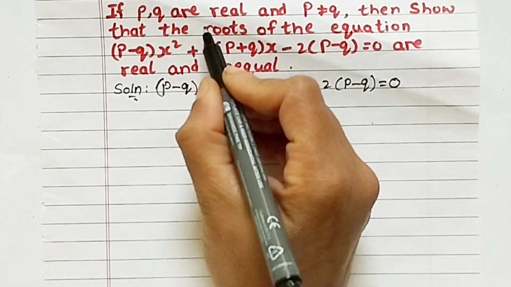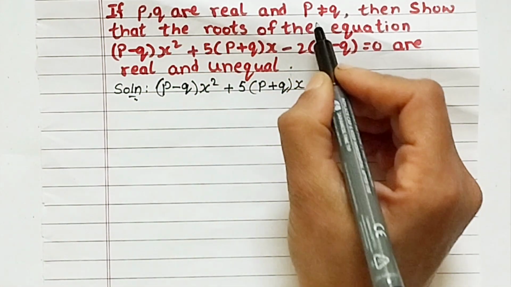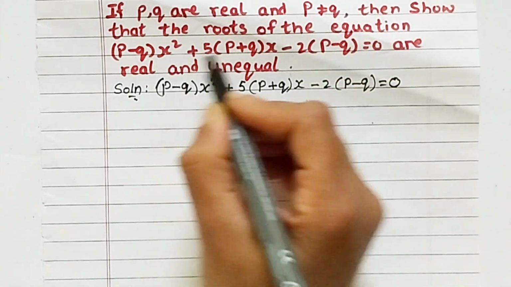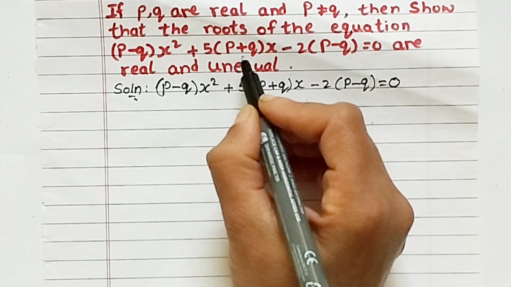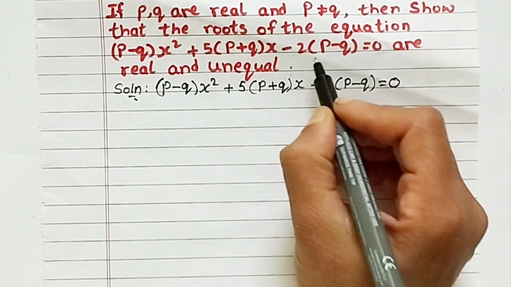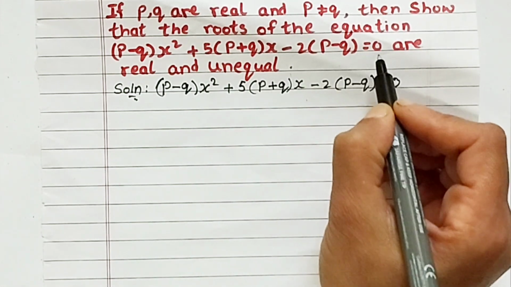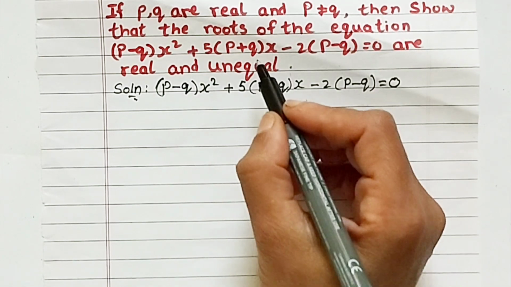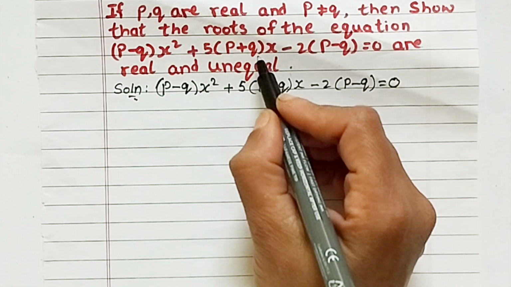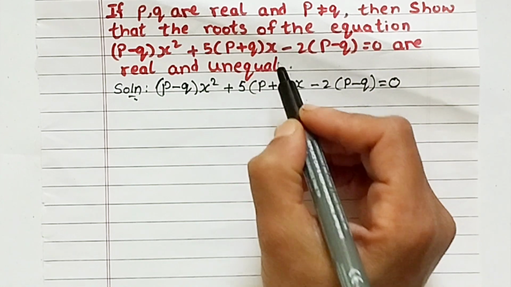If p, q are real and p not equal to q, then show that the roots of the equation (p minus q) x square plus 5 (p plus q) x minus 2 (p minus q) is equal to 0 are real and unequal. That is, here we have to show the discriminant of the given equation is greater than 0.